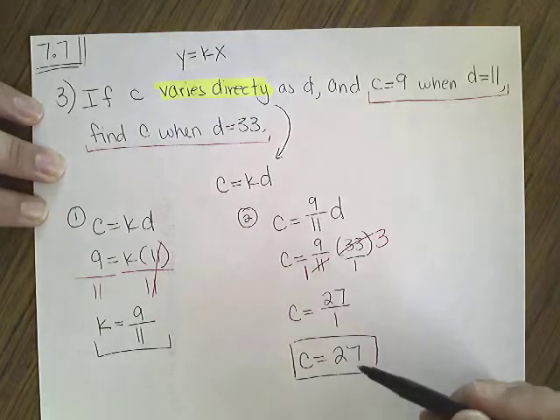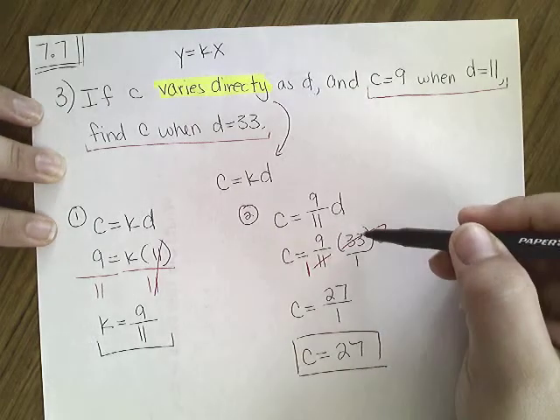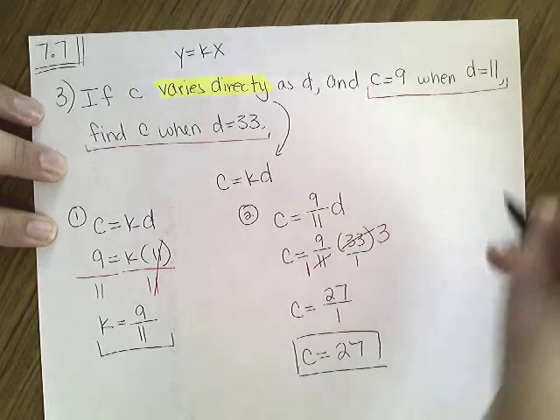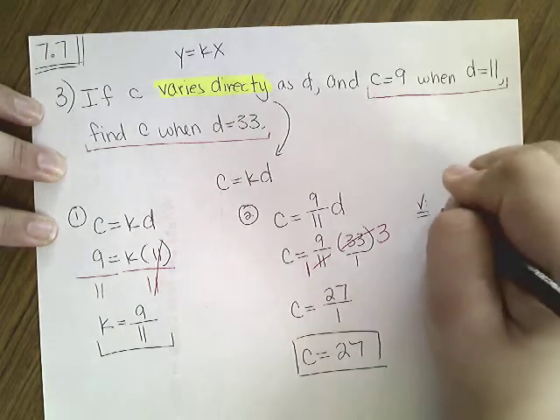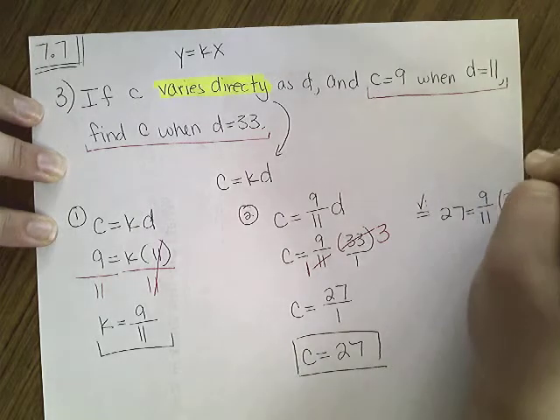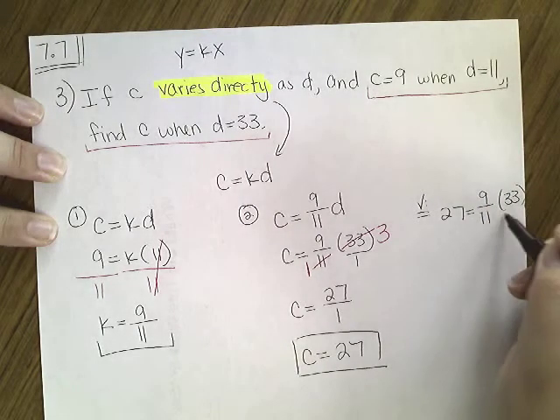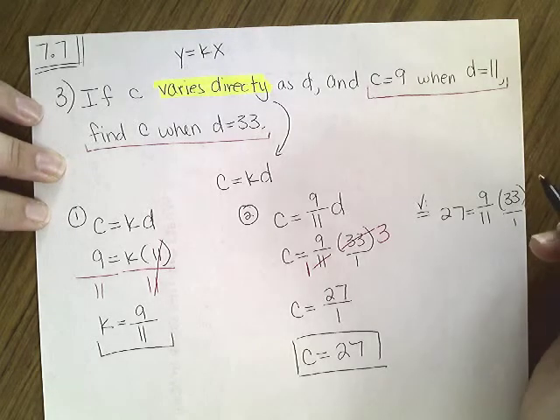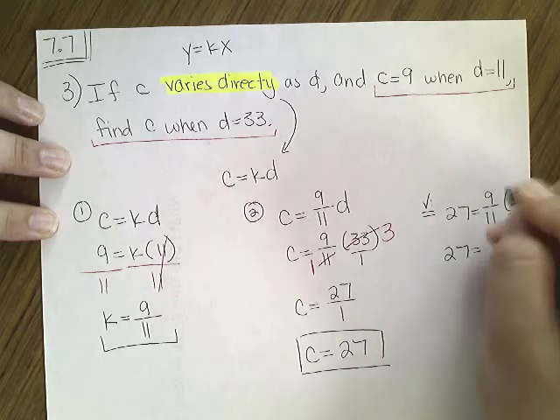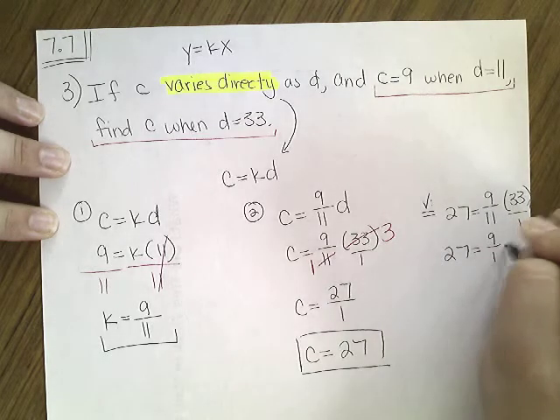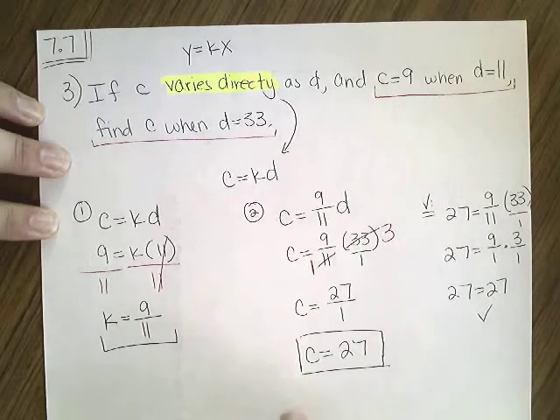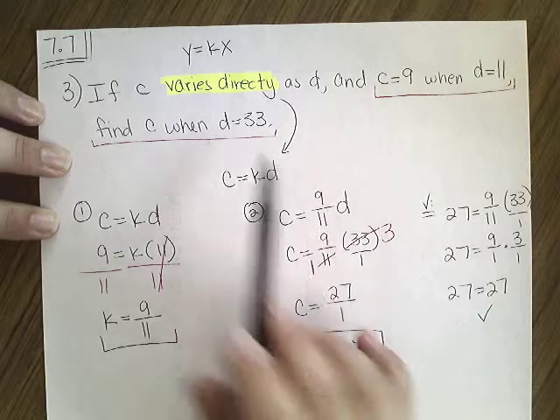You could go ahead and plug that back into your equation where we substituted 33 in for d, just to check to make sure that works. 27 equals 9 over 11 times 33. Again, you don't have to cross simplify. I like to cross simplify though because it gives us smaller numbers, and smaller numbers are easier to work with. 27 equals 9 over 1 times 3 over 1. And look at that, 27 equals 27. So we know that that definitely is our solution. So that's when something varies directly.